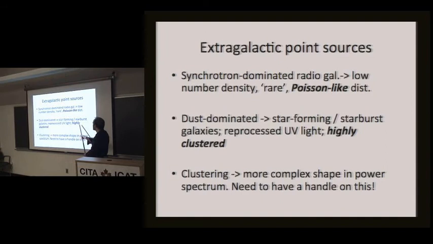And the problem with these galaxies is that they're highly spatially clustered. We learned this only in the last 5 or 6 years with observations from Spitzer and then BLAST, which was a precursor to the Herschel Space Telescope. But this clustering is a problem, because this spatial clustering corresponds to a more complicated shape in the power spectrum. These aren't randomly distributed, it's not a purely Poissonian pattern. So this is what I spent most of my PhD thinking about.